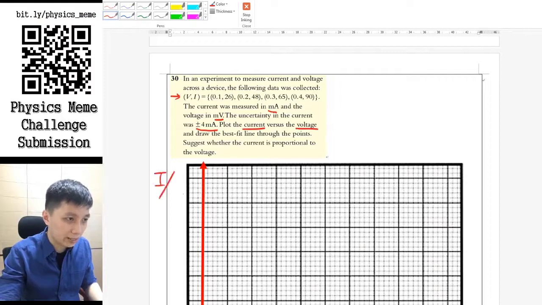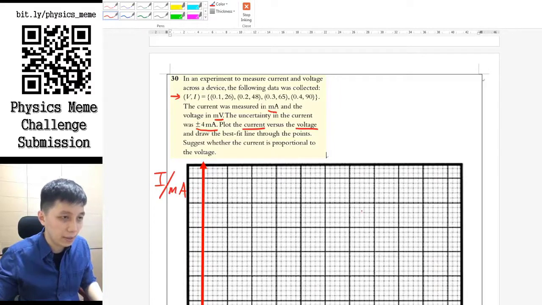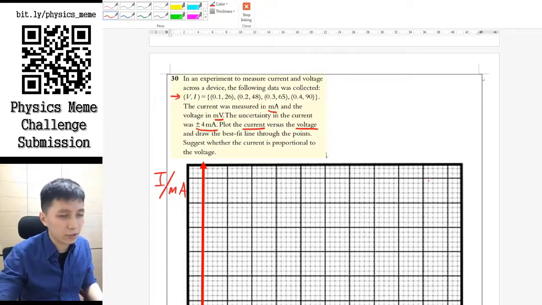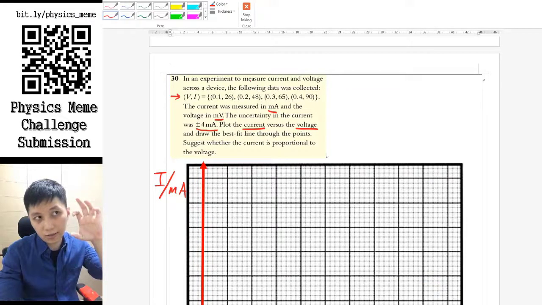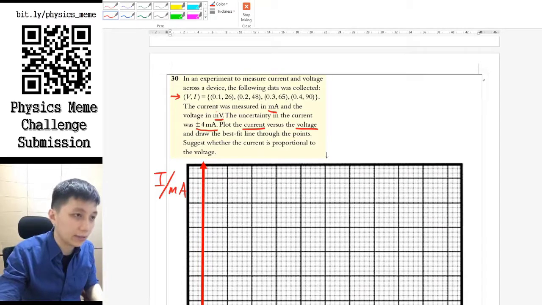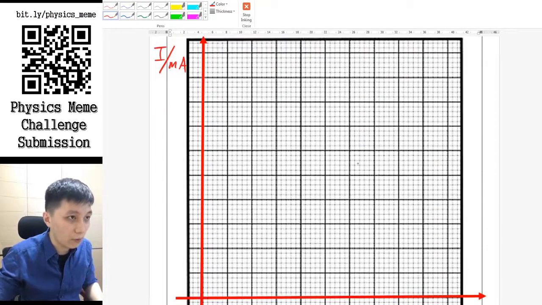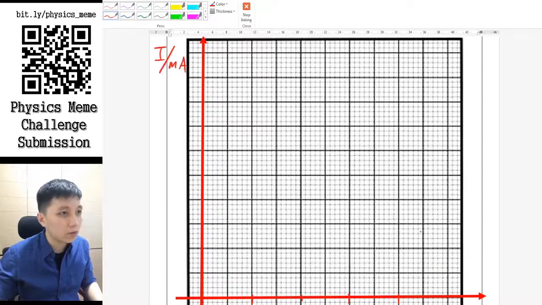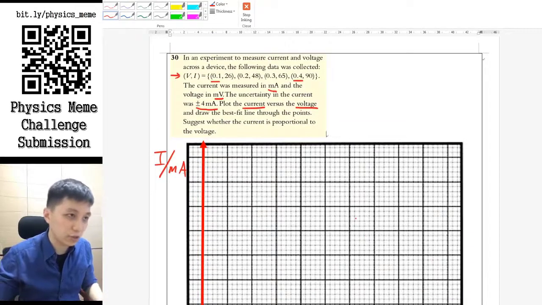So I should put on the y-axis the I in the unit of mA, and voltage in the unit of mV. Then the next thing we should do is decide the range of the axis. For V, we go from 0.1 all the way to 0.4. So let's do 0 here, and 1, 2, 3, 4. I think that's what I would do: 0.1, 0.2, 0.3, and 0.4. And if you have a program to do this, of course, it's much easier.